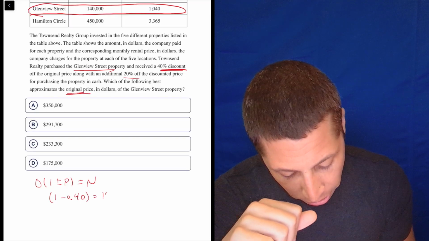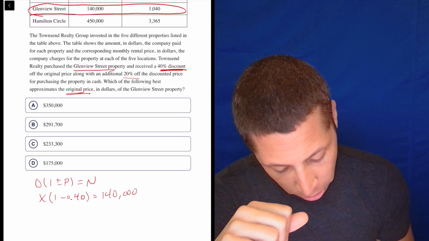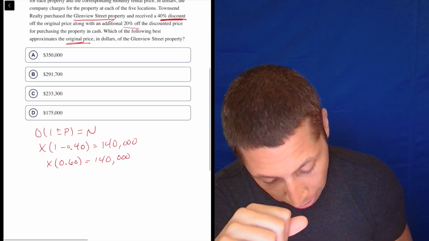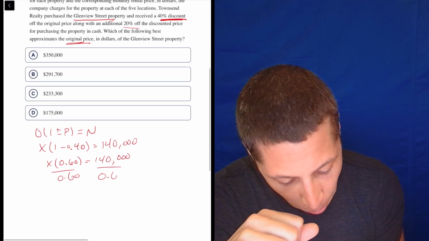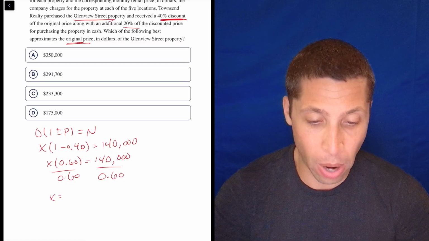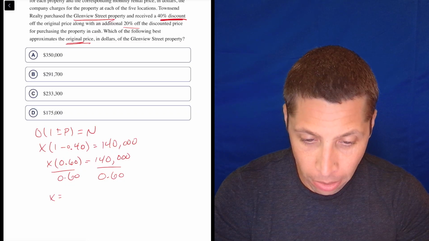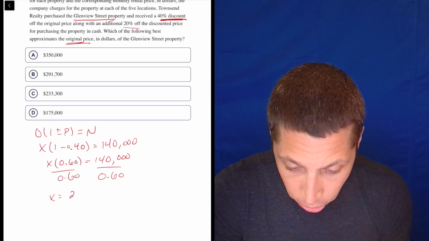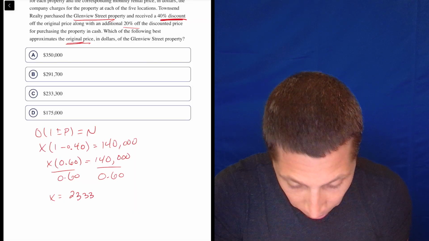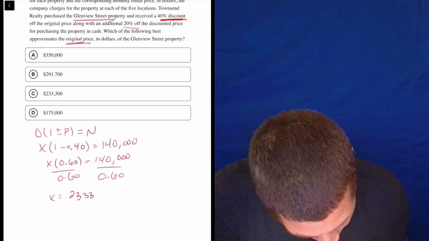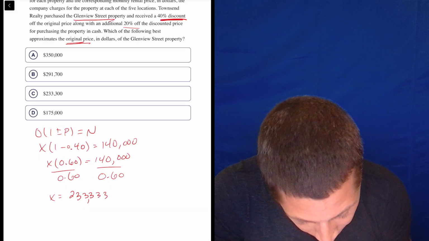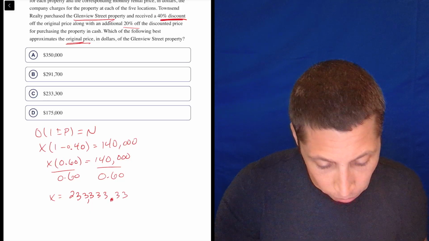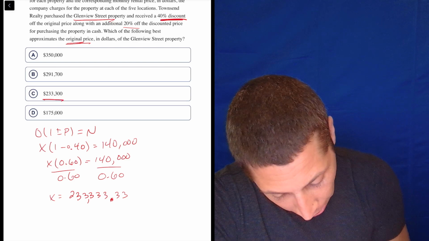Anyway, 140,000 is the new. So we're solving for this original. So x times 0.60 is 140,000. So we're going to end up dividing to get this, not multiplying, dividing, right? Backwards as well. We associate percentages with multiplication, but in many cases on the SAT, we're going to divide. So I did that in my regular calculator and got 233,333.33. Cool. That is an answer, but I haven't finished the job, right?